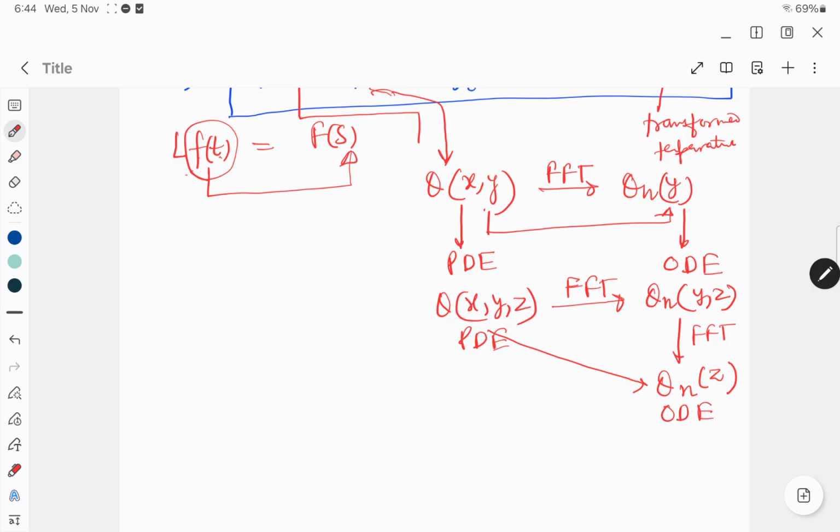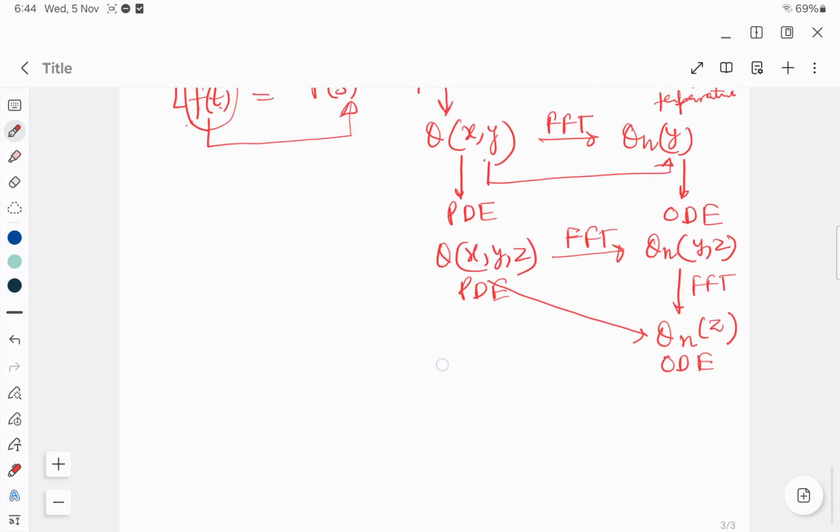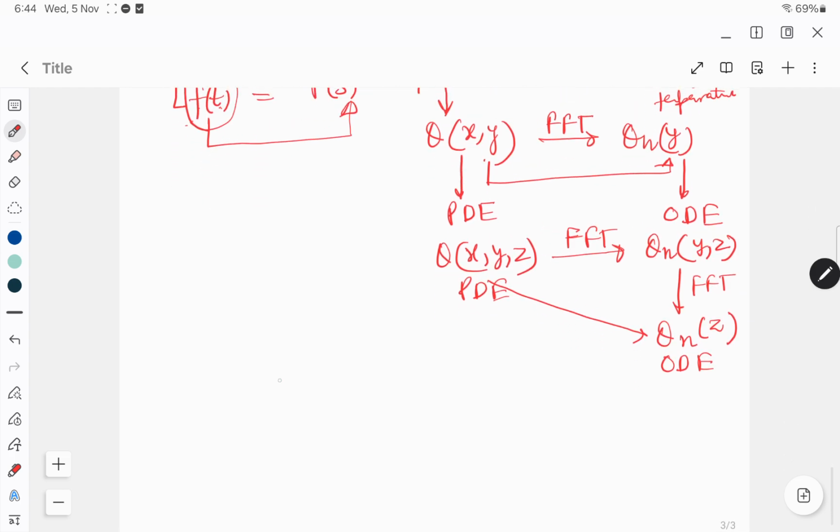The whole purpose of taking the FFT you can understand in this way. So let us proceed further. This is called the transformed temperature. Theta xy has been transformed to theta n y through the finite Fourier transform. This is the thing that you must understand.